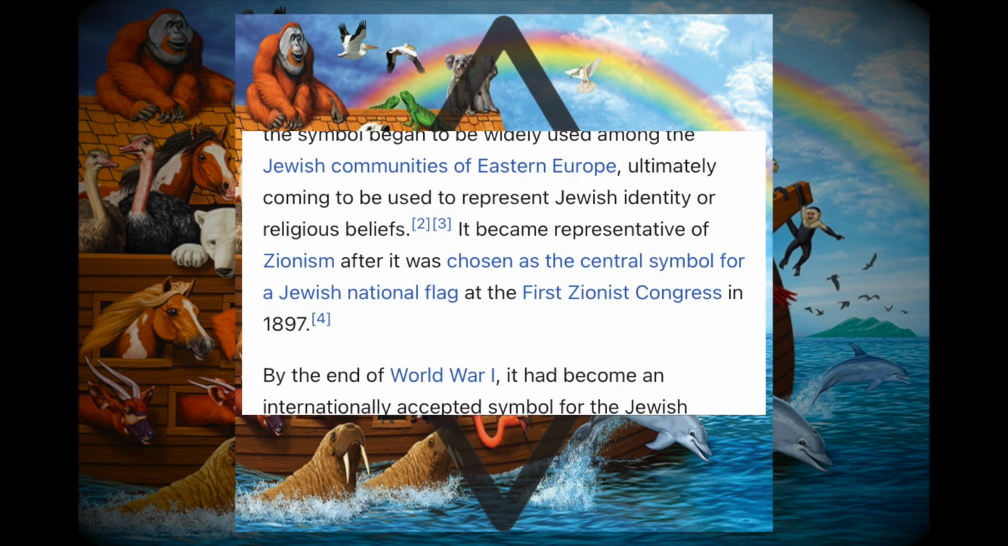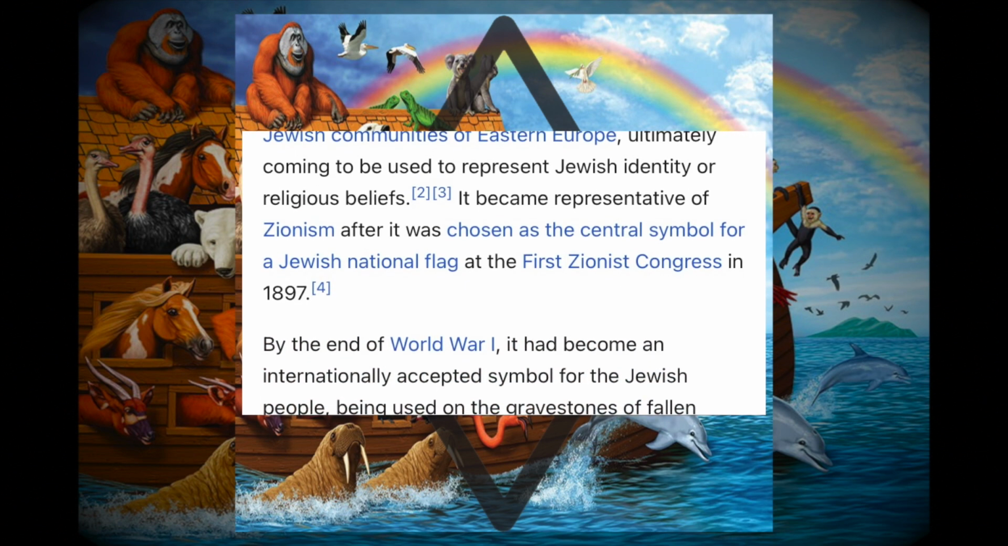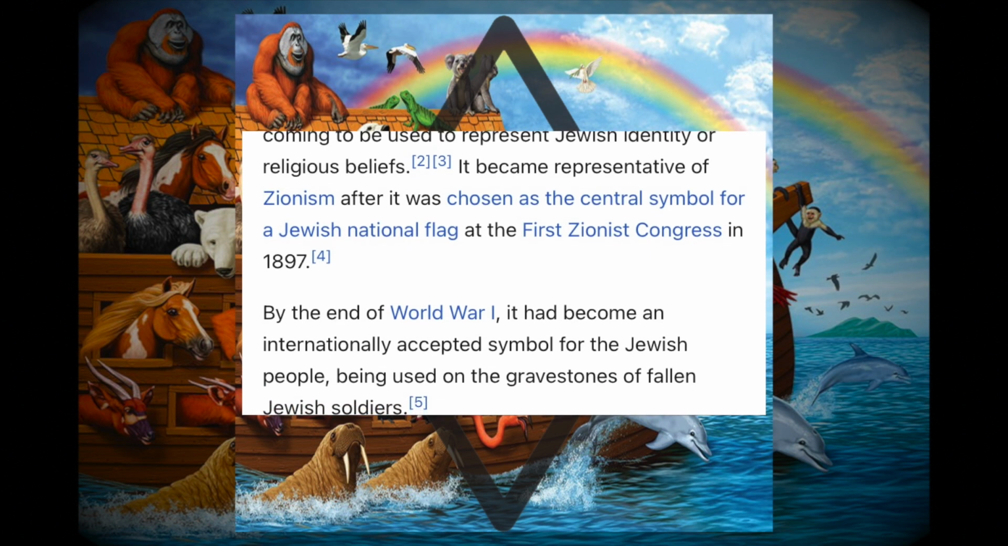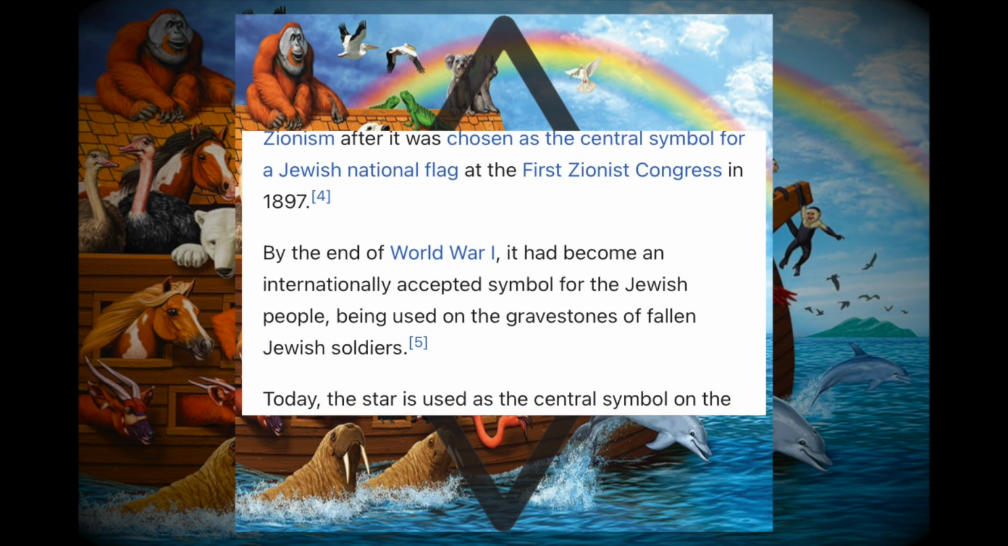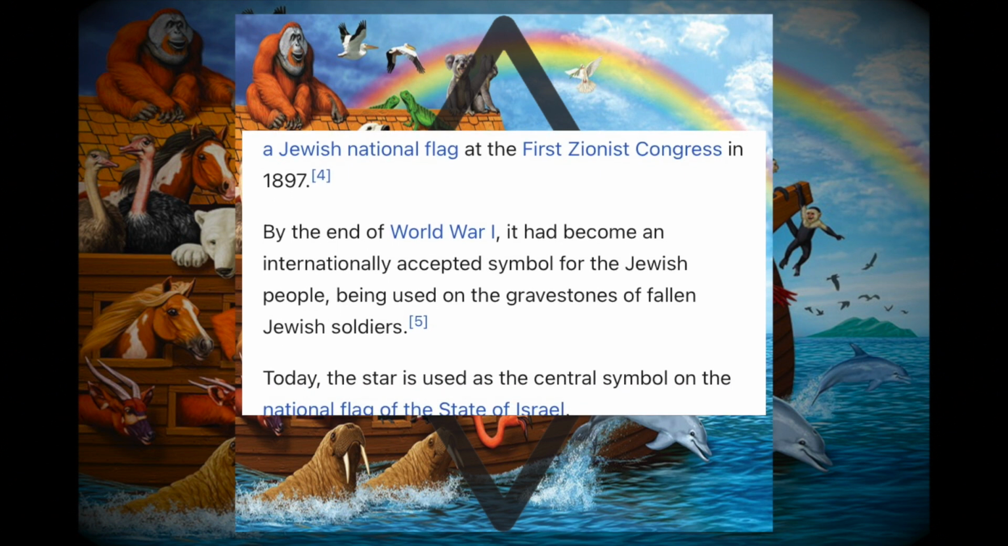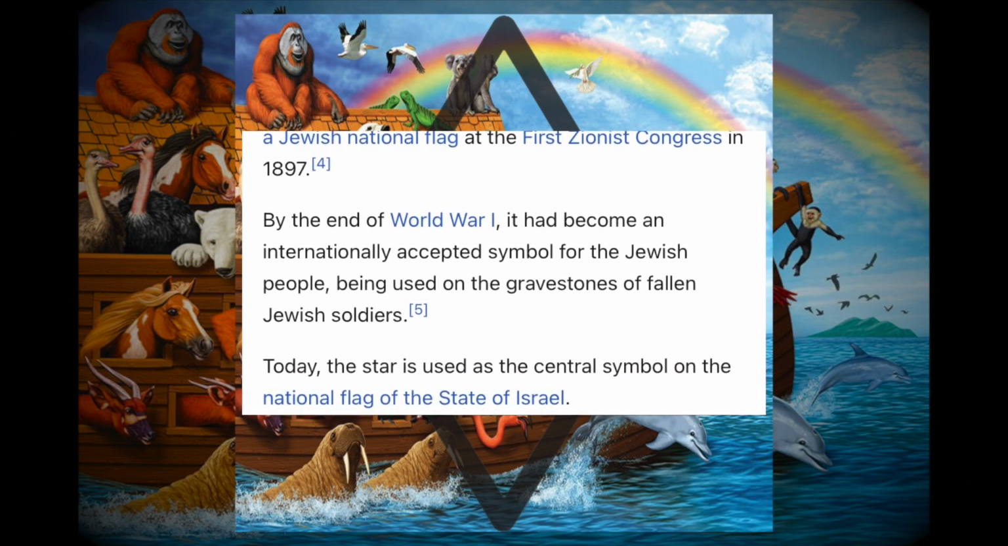It became representative of Zionism after it was chosen as the central symbol for a Jewish national flag at the First Zionist Congress in 1897. By the end of World War I, it had become an internationally accepted symbol for the Jewish people, being used on the gravestones of fallen Jewish soldiers. Today, the star is used as the central symbol in the national flag of the State of Israel.